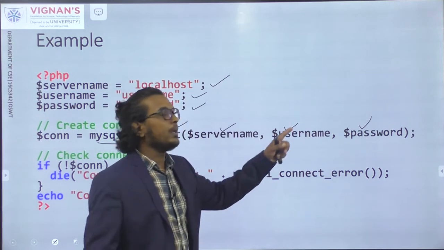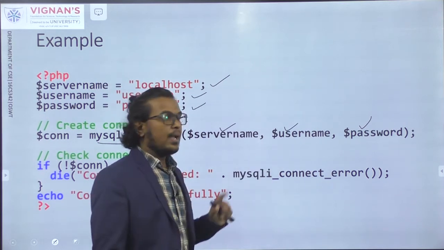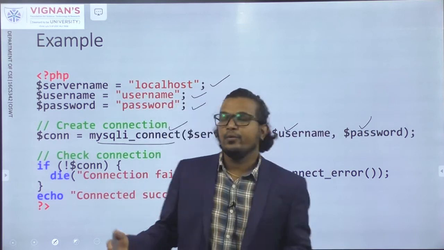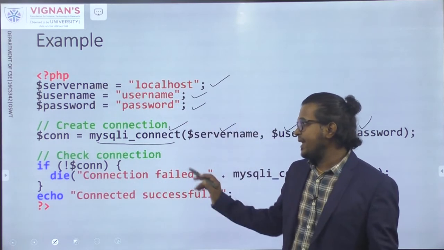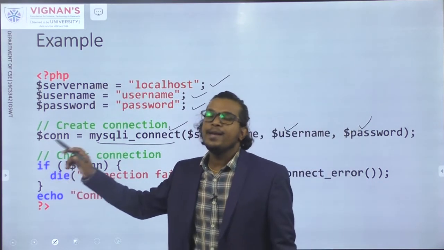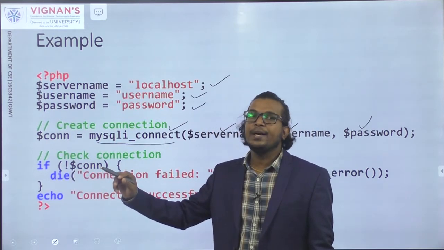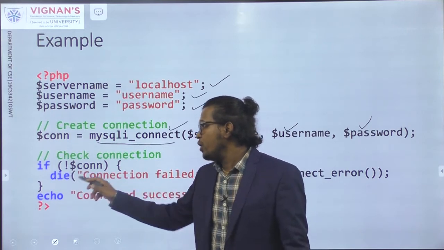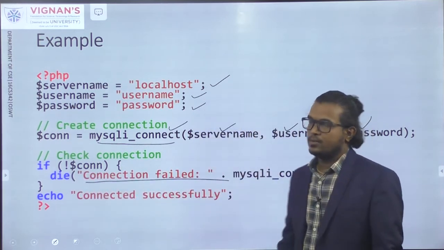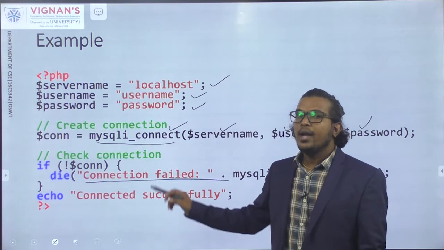That particular username and password you have to pass there. After that, we have to validate whether it is correct or not. For checking the connection, we are using this particular if condition. With the help of this if condition, if the condition is true, we are printing this particular error message.